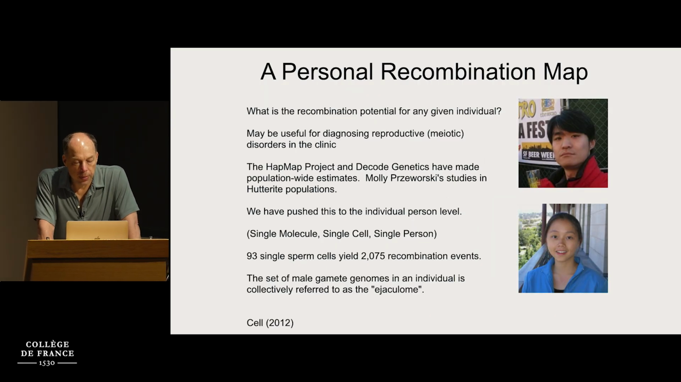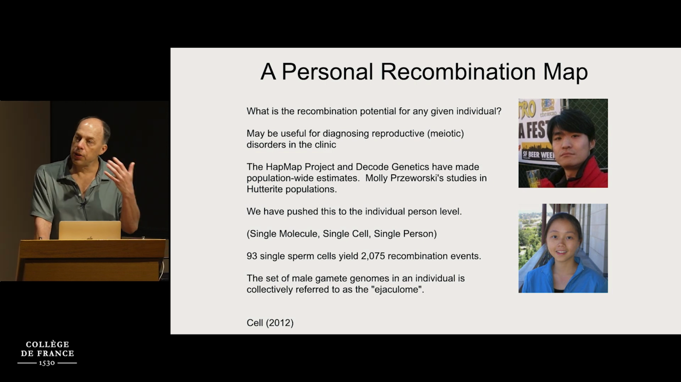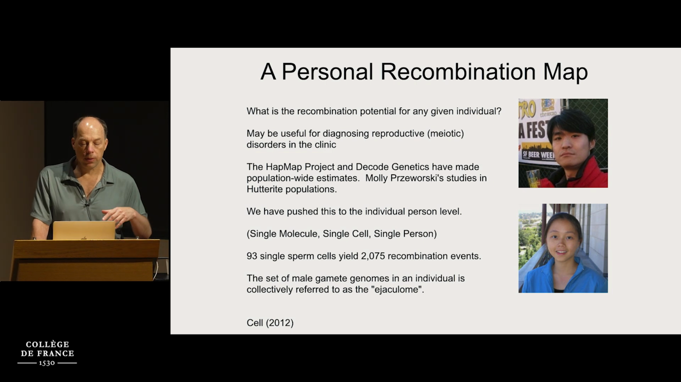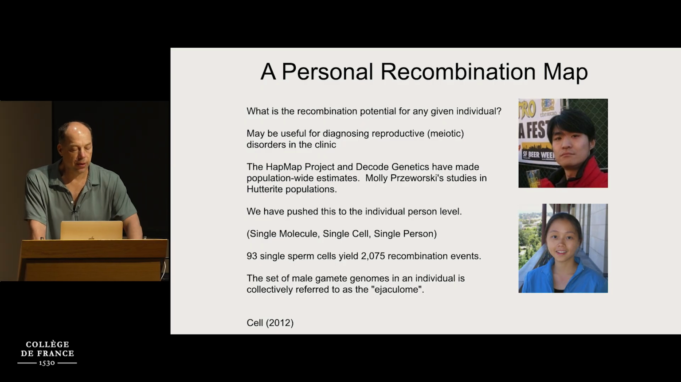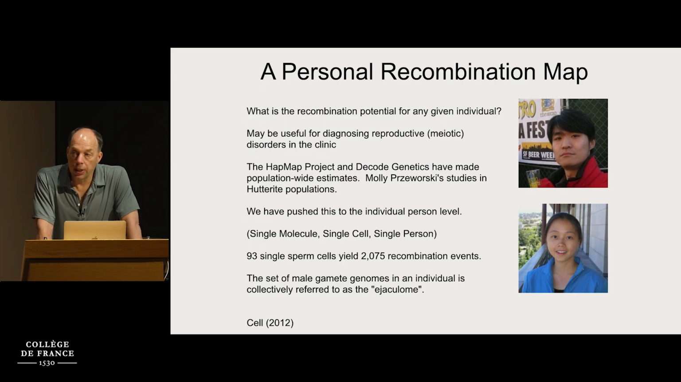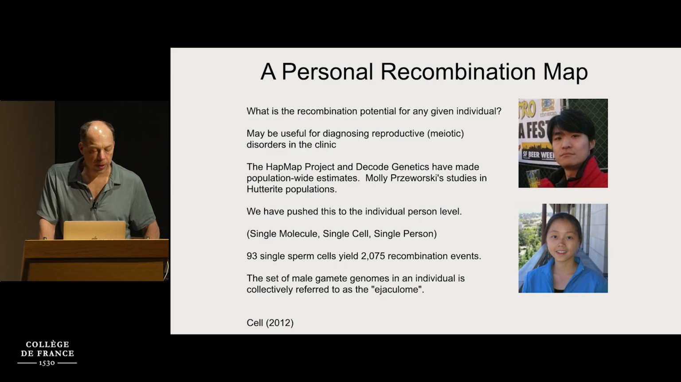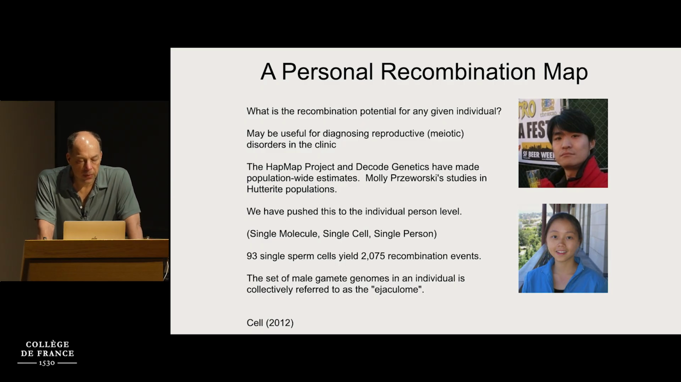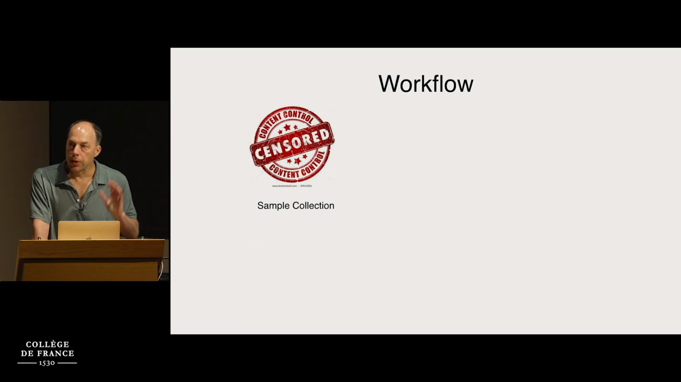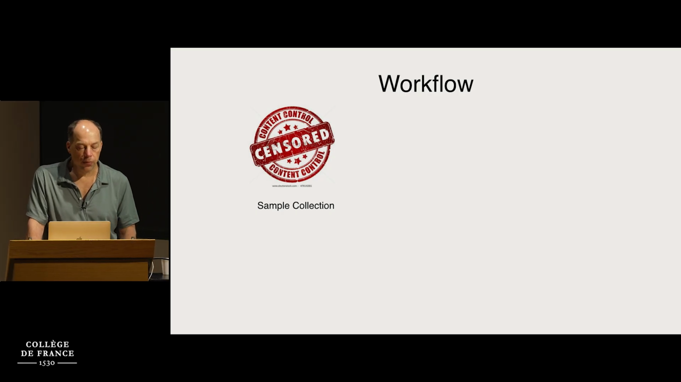And this was work done by two terrific students in my lab, Christina Fan and Jianbin Wang. We thought if we could isolate single sperm from one individual, amplify the genomes, and sequence them, we could understand something about how recombination worked in individuals and ask whether that was similar to what happened in populations.